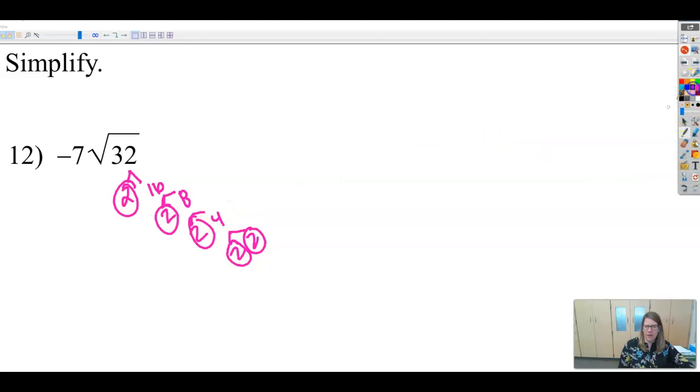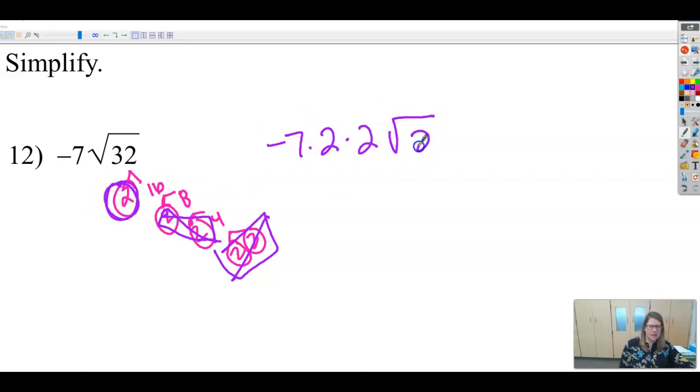So we've got a bunch of 2's in here. We're going to look for pairs of them. So every time I have 2 inside, it means I can bring 1 outside to multiply by -7. So I can bring out 2. That one is alone, so it has to stay underneath. So -14 times 2 is -28 roots of 2.